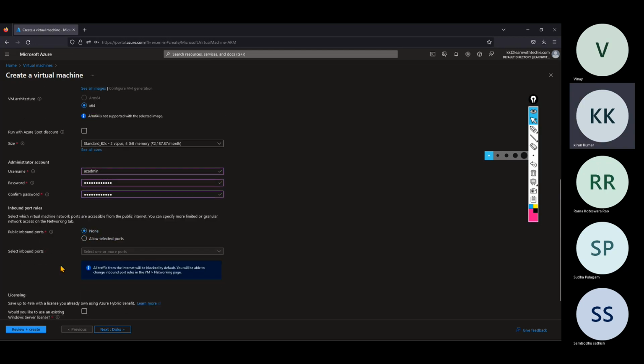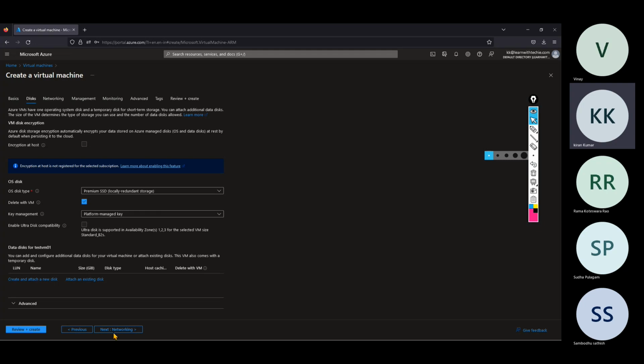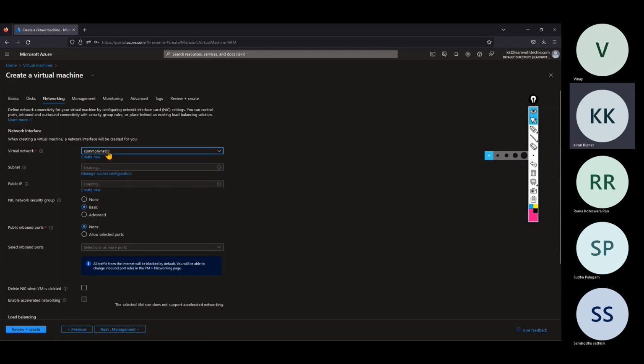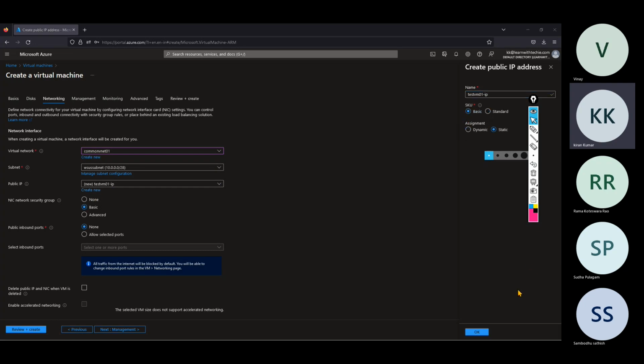Click none. I don't want to allow any port number by default, so that's the reason I'm giving public inbound ports as none. Next, the disk, where nothing changes. On the networking tab, select the existing virtual network and subnet, and a public IP address. Why am I assigning the public IP address? By default, we don't have any point-to-site, site-to-site or ExpressRoute connection from my desktop, that means my home network, to the Azure platform. So that's the reason, since I want to access this virtual machine, I require the public IP address.